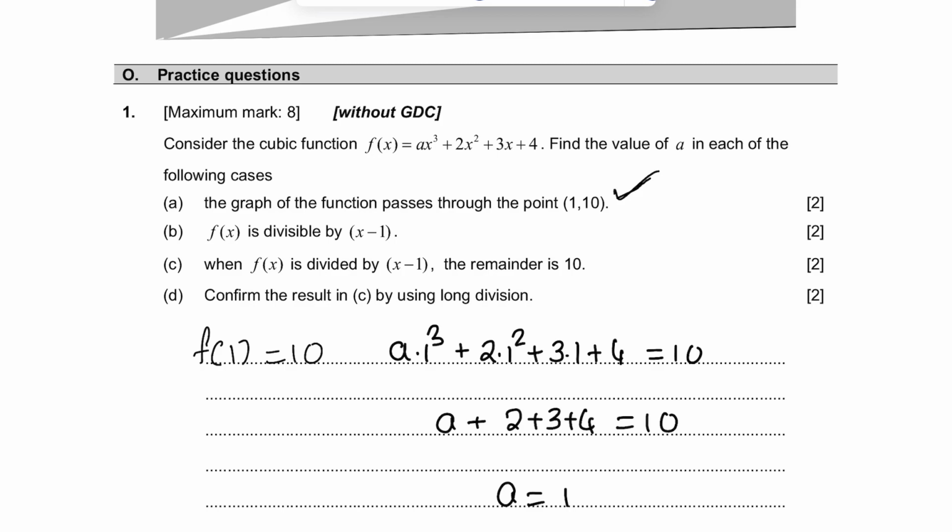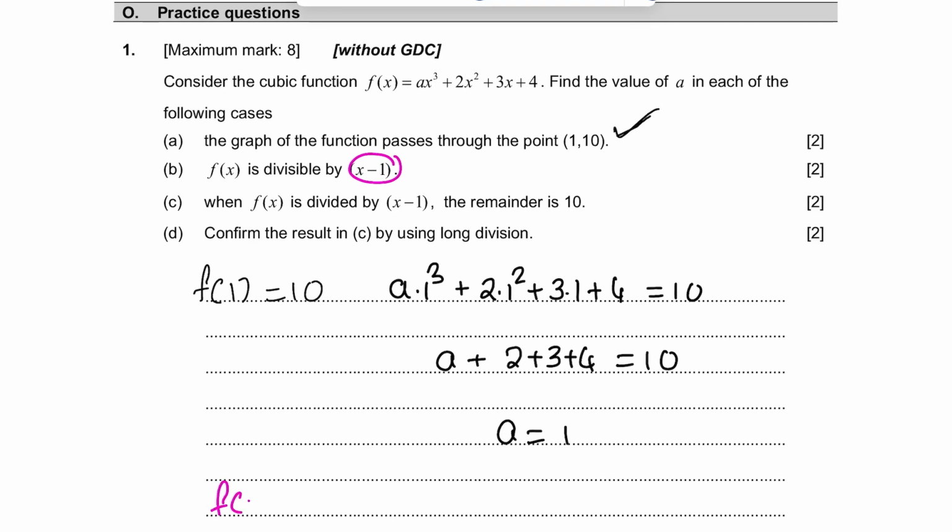Next, f(x) is divisible by x minus 1. If it is divisible by x minus 1, f(1) should be equal to 0. So a times 1 cubed plus 2 times 1 squared plus 3 times 1 plus 4 should be equal to 0. This gives me a value of negative 9.